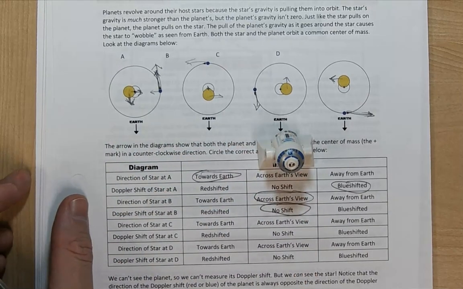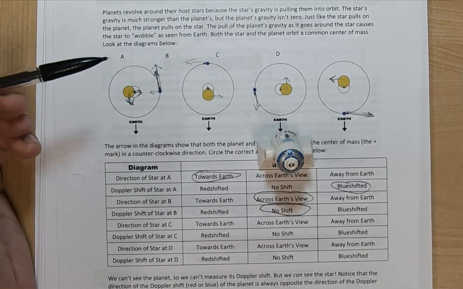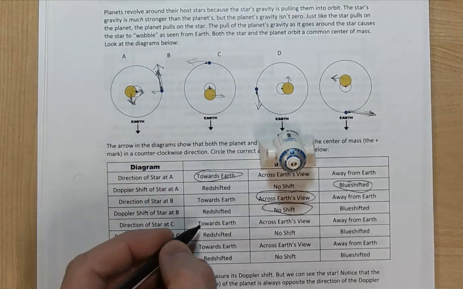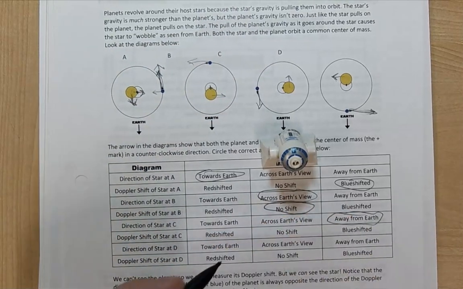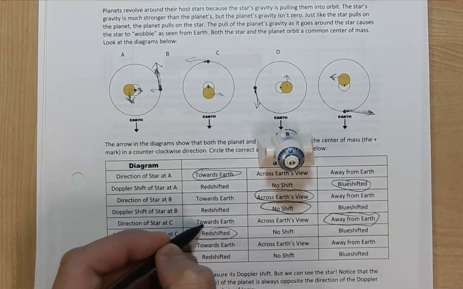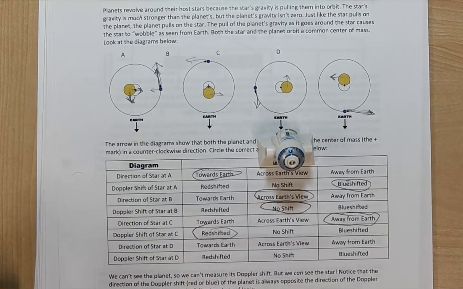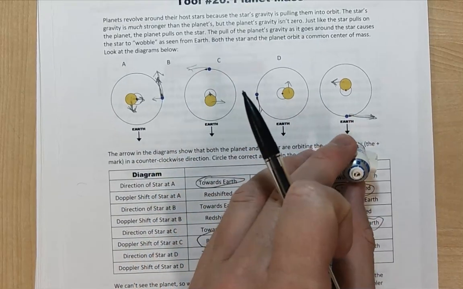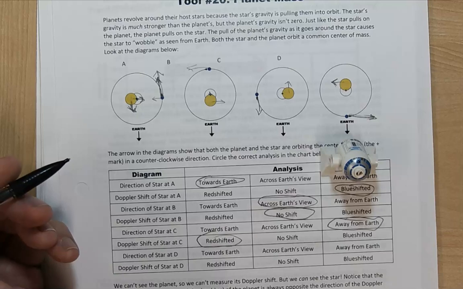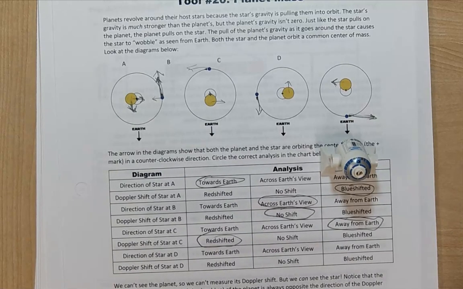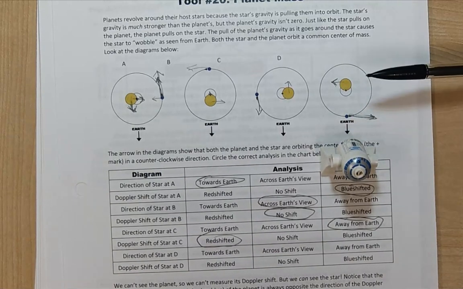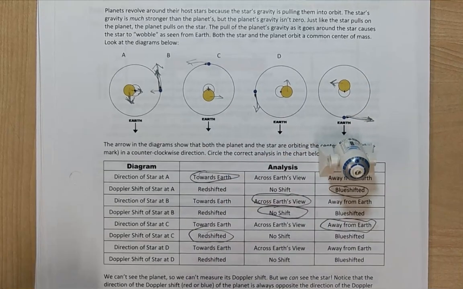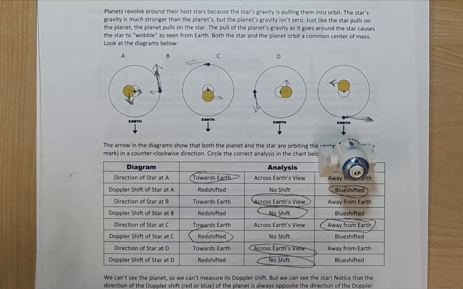Okay? If we go to time C, now the star is moving away from us. And so at C, the star is moving away from us, and if it's moving away from us, then its spectrum is redshifted. And then at D, now it's moving across our view again. Right? The star is moving to the left. It's not moving toward us or away from us, so there won't be a Doppler shift at all. It's moving across our view, no shift.